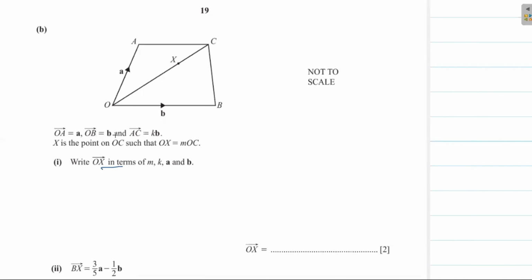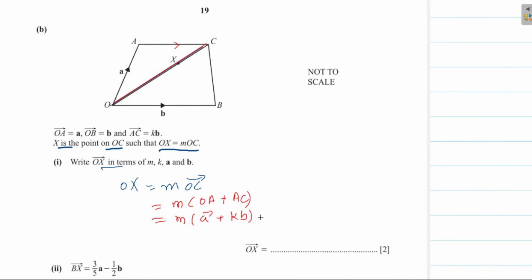Part B, OA equal to a, OB equal to b, AC equal to kb. X is the point on OC such that OX equal to m OC. Now write OX in terms of m, k, a, and b. Now you see here, OX will be equal to m OC. This OC vector will be equal to OA plus AC. Now we can write it as m into (OA plus AC), and here m is written as it is, OA is position vector small a, plus AC. Now AC is equal to kb. Now we write OX equal to m(a plus kb), and this is the answer.